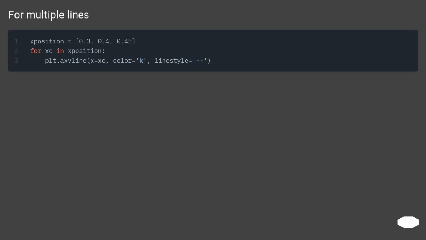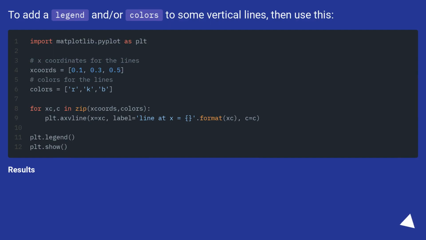For multiple lines. To add a legend and/or colors to some vertical lines, then use this. Results.